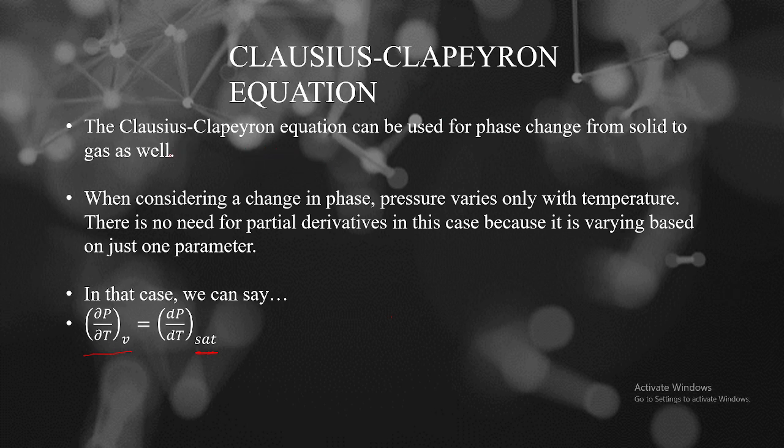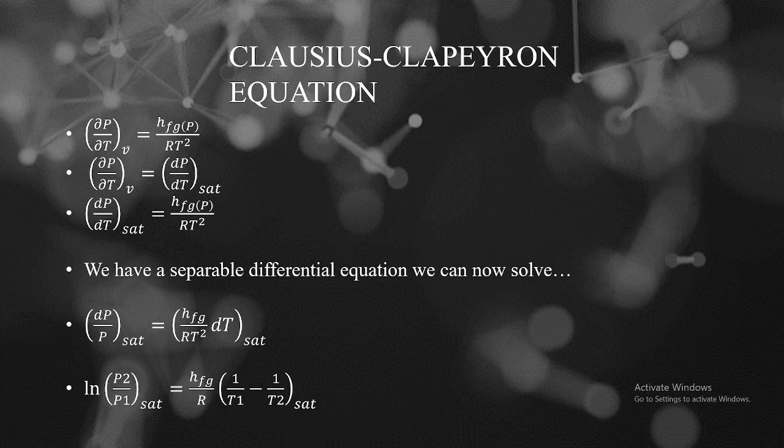So let's continue from there. We can see that at constant P and T, v is equal to h_fg times P over R T squared. But we are saying that at constant P and T, v is the dP/dT saturated. So we can end up with this equation.